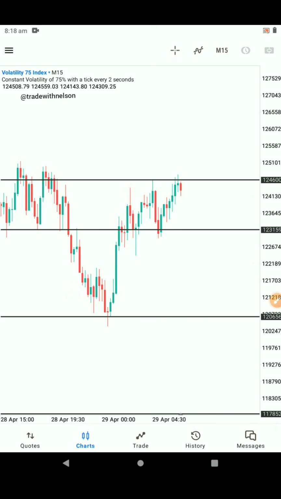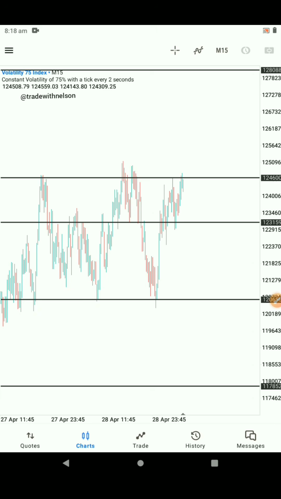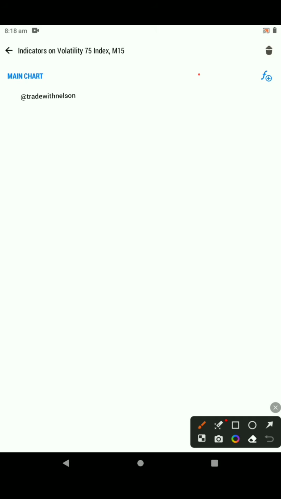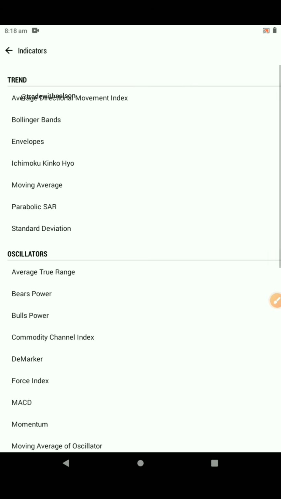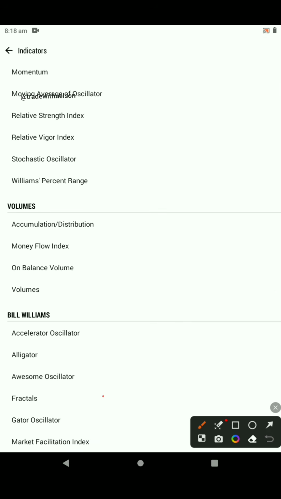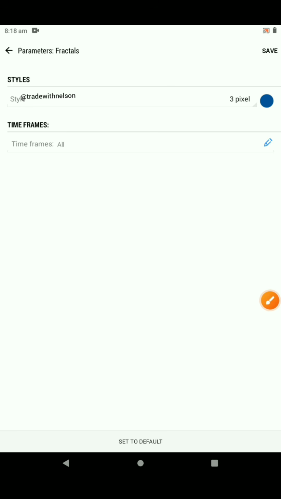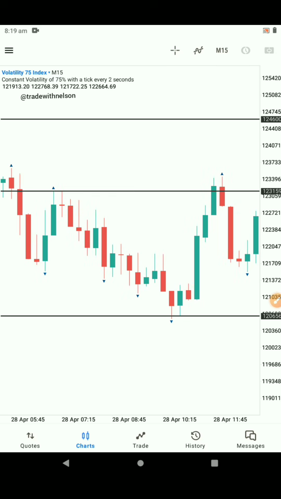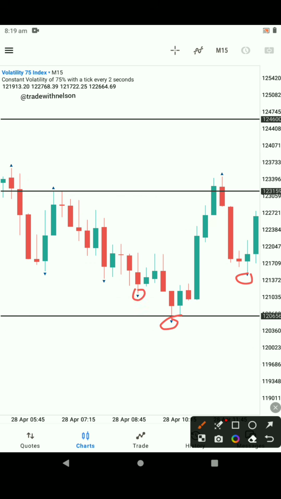Once you have that marked, let me combine our indicators now for the overbought and oversold levels. First thing you do is click on this indicator icon around this point. Click on this F to add indicators. My first indicator I will be adding is the fractals, so that I will know the exact swing points of the market. I will make it 2 pixel. Fractals are these small marks that you see over here.